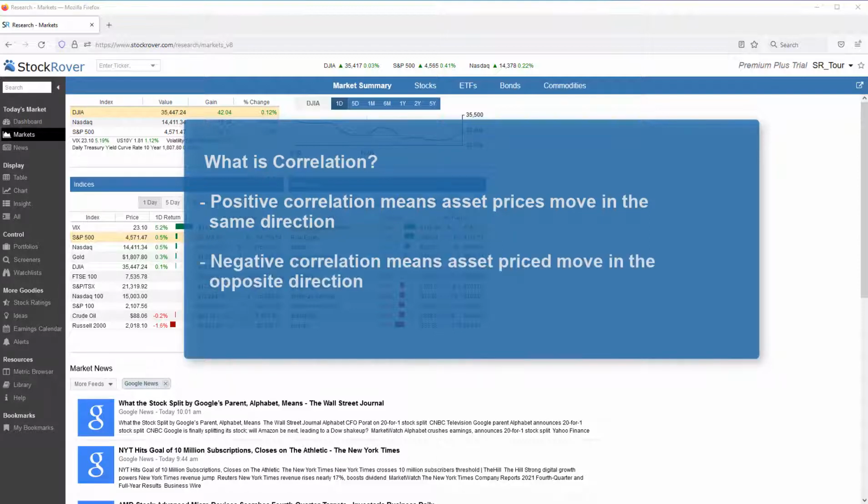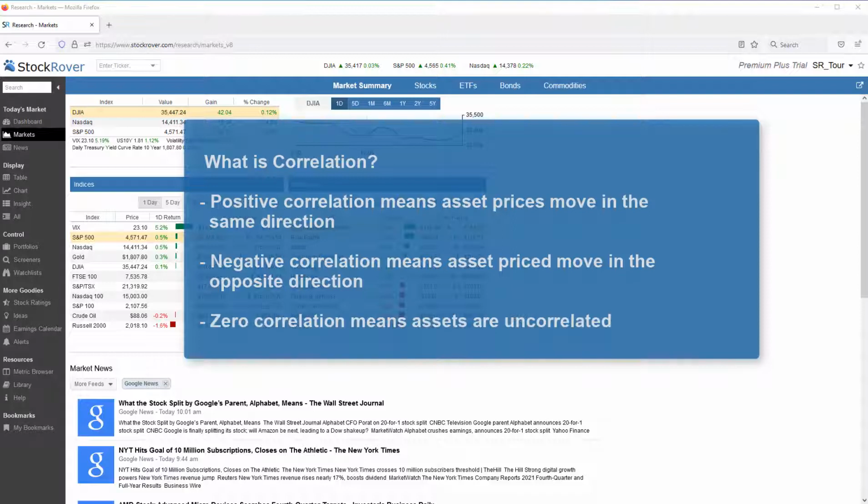A negative correlation means pricing between assets is moving in the opposite direction. As the value decreases from 0 to -1, the pricing moves further in the opposite direction. If two assets have a correlation value of -1, this means that the pricing moves in opposite directions and in the same proportion 100% of the time.